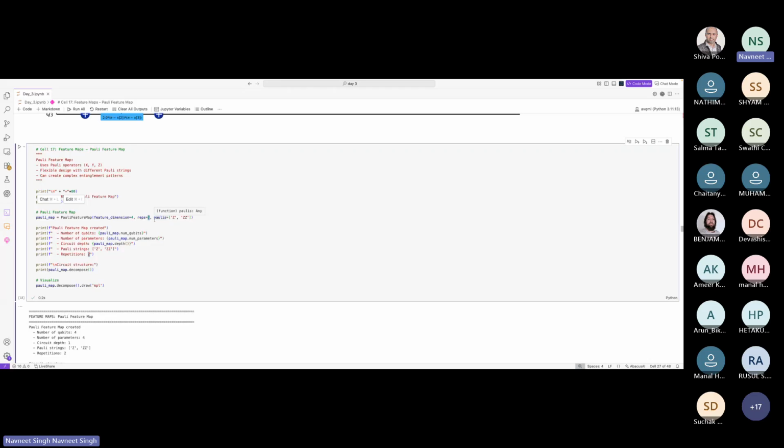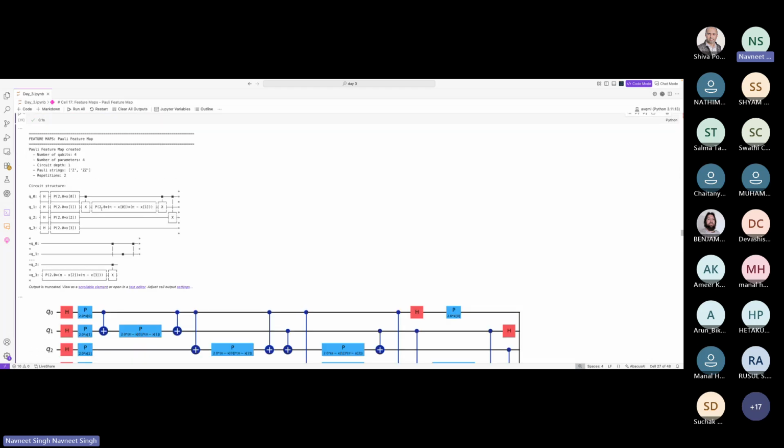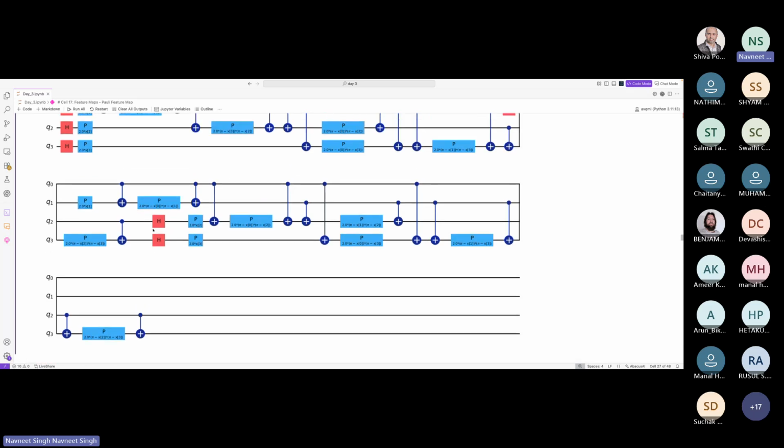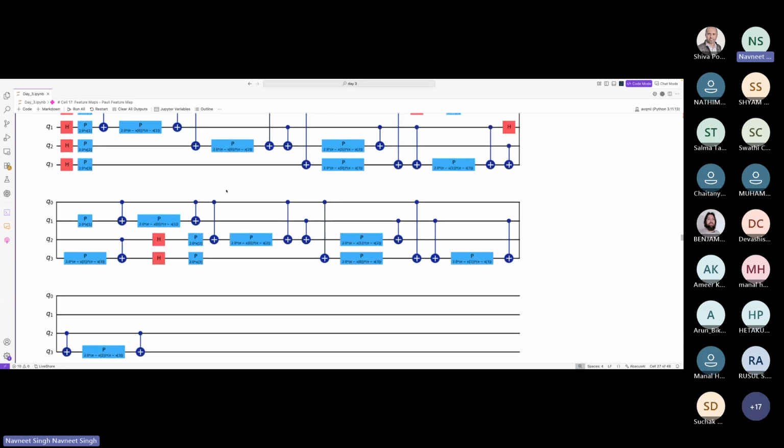Particularly if you are doing genomic sequencing, you need a different Pauli structure. And if you are doing something like autonomous vehicle trajectory prediction, maybe you need a different one again. Then in the last step, we will decompose our circuit to see it. If you see, this has more gates than the ZZ feature map.